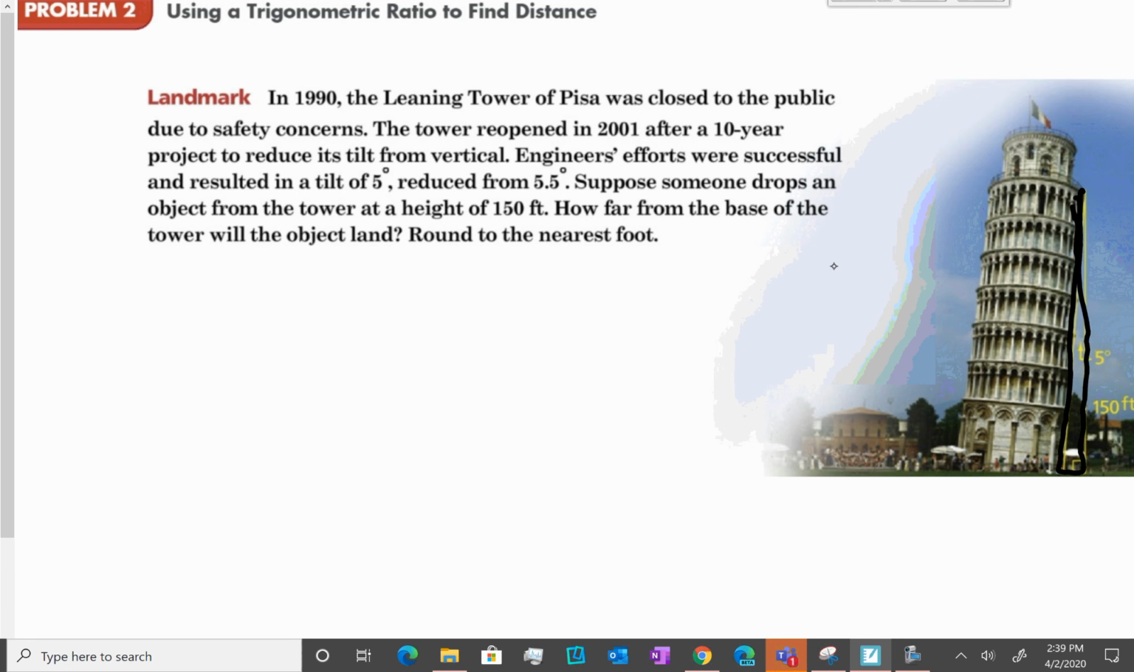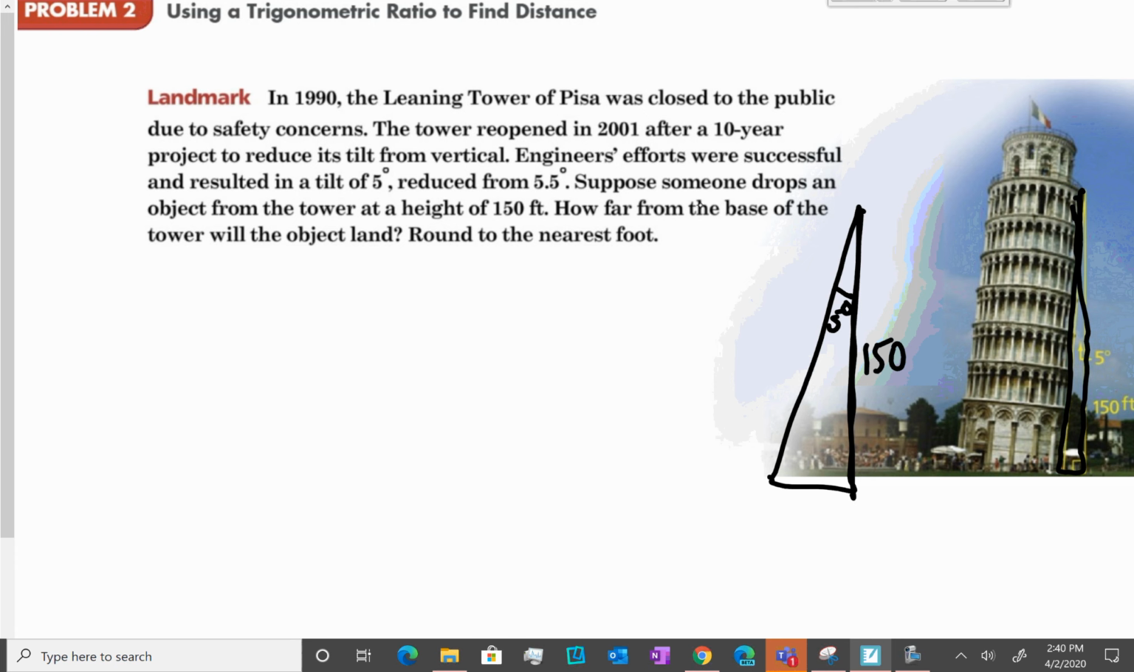And it's saying this angle, well, let me just draw it over here, okay? So it's saying this angle right here is 5 degrees, okay? And then it says this height right here is 150 feet. And so in 1990, they were working on it. They closed it down to fix this angle because it was leaning too far. So the engineers wanted to reset it to 5 degrees instead of the 5.5.